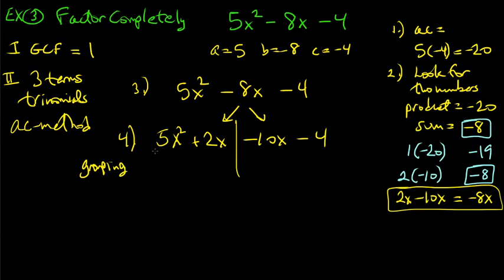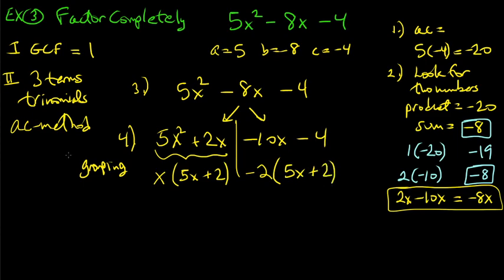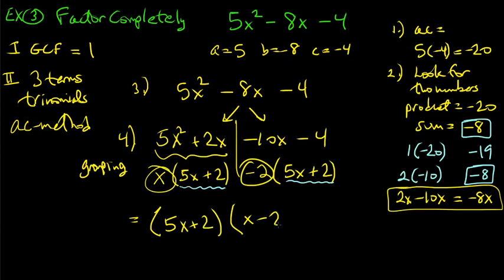So here we split this up. From the first 2 terms, all we can factor out, yet again, is just an x. And that leaves us with 5x plus 2. And from the last 2 terms, we can factor out a negative 2. So negative 10x divided by negative 2 is 5x. Negative 4 divided by negative 2 is positive 2. So now we factor out the 5x plus 2. 5x plus 2 is our common factor, and it multiplies x minus 2, right?